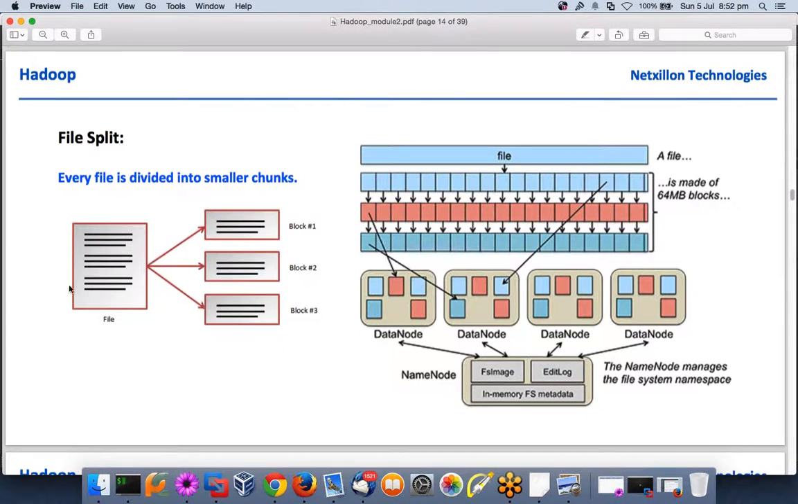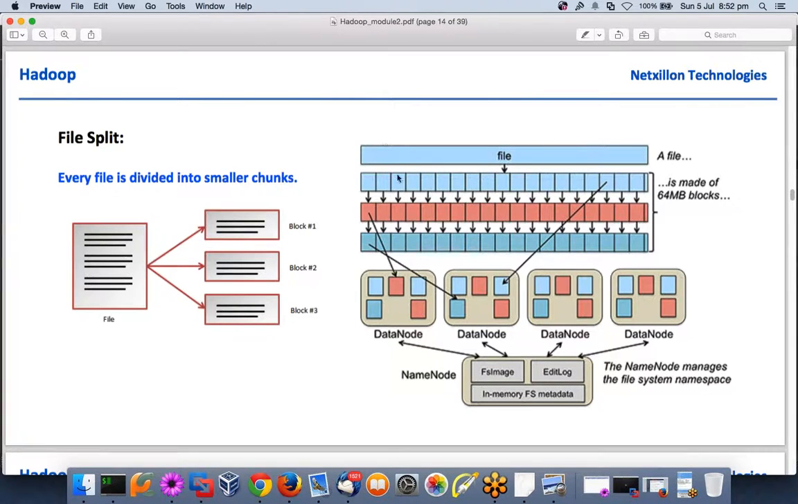So whatever file we write, it will be split. I have a file, and it will be split into smaller blocks, each block 64 MB, and written to data nodes. That change will be recorded by your name node in memory, and also persisted to edit logs, and edit logs are rolled into the fs image. The edit log is rolled into the fs image during checkpointing.